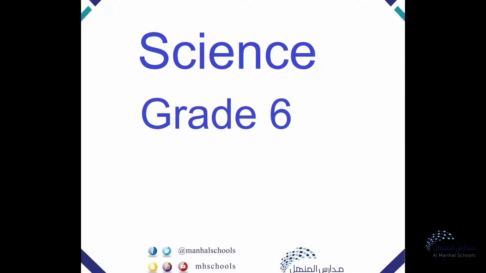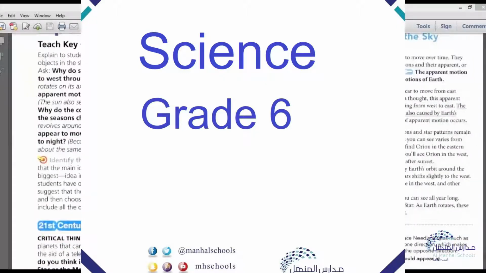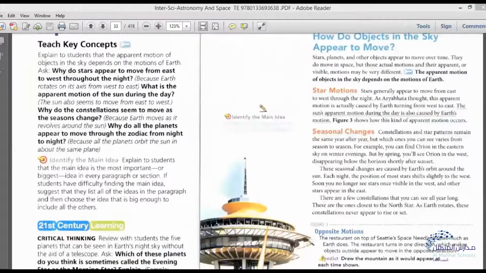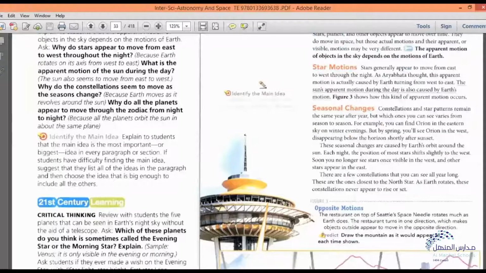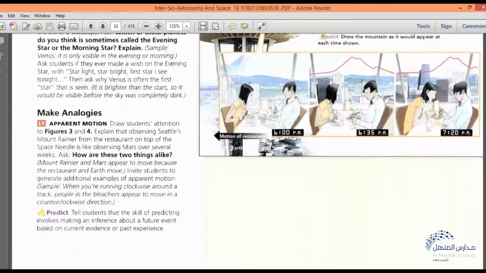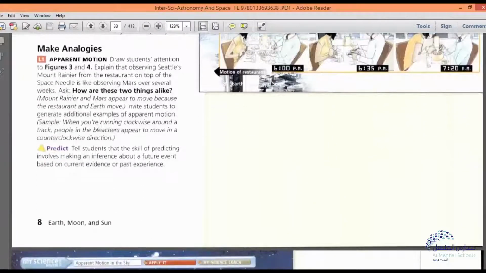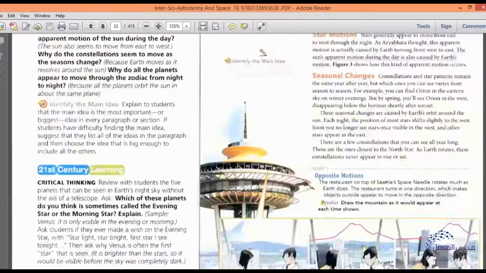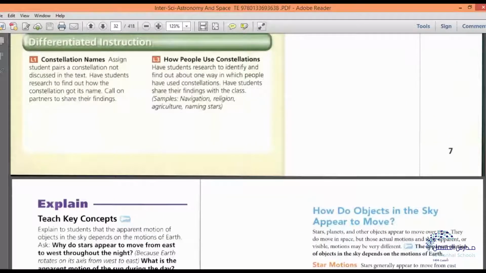Today, this is the second recorded session that you are going to find in the YouTube channel about our lesson, Seeing the Sky from Earth. We are in the module Astronomy and Space. This is page 5, okay? In this page, we are going to learn much about how we can see objects move in the sky, or how they move. Open your book, page 8, in order to understand and follow me.